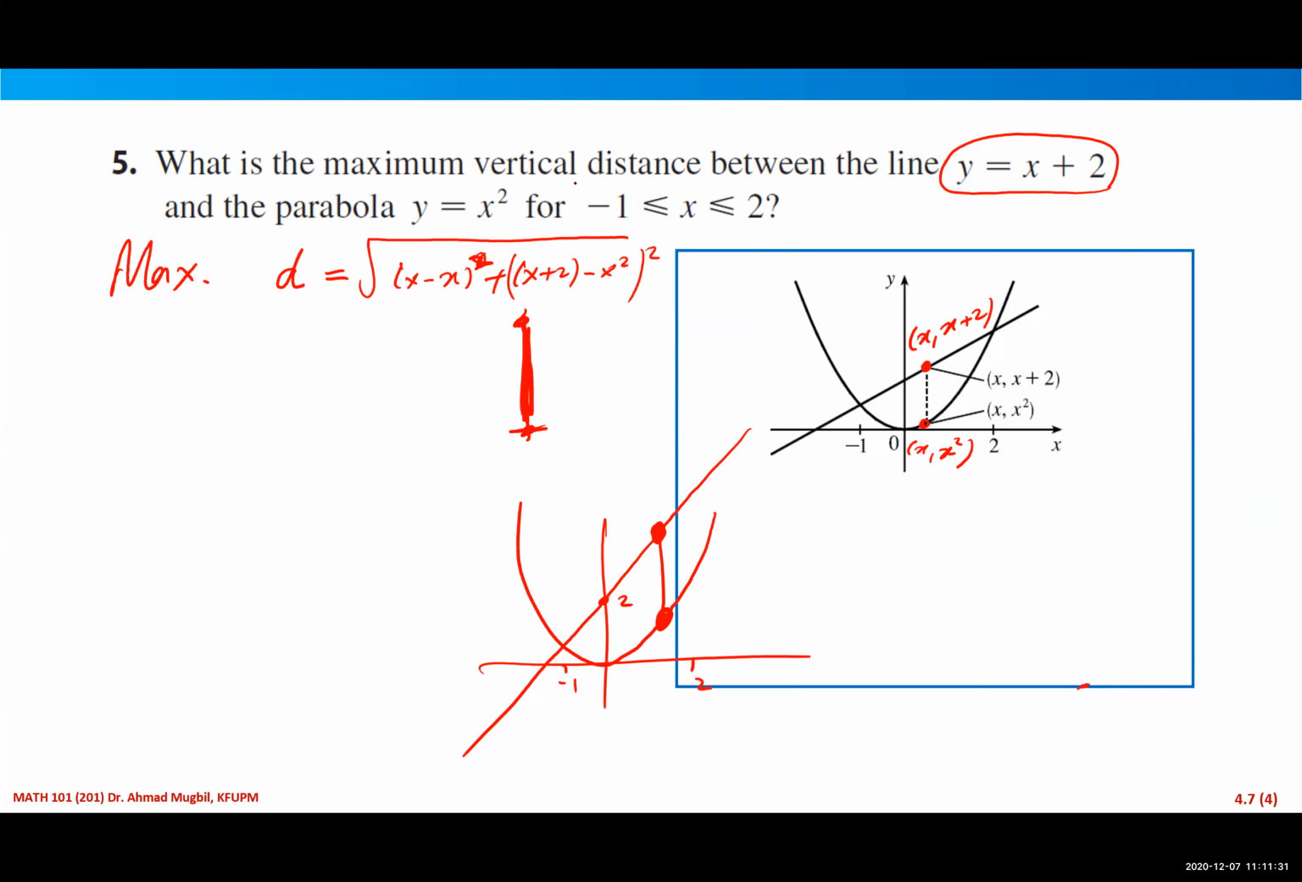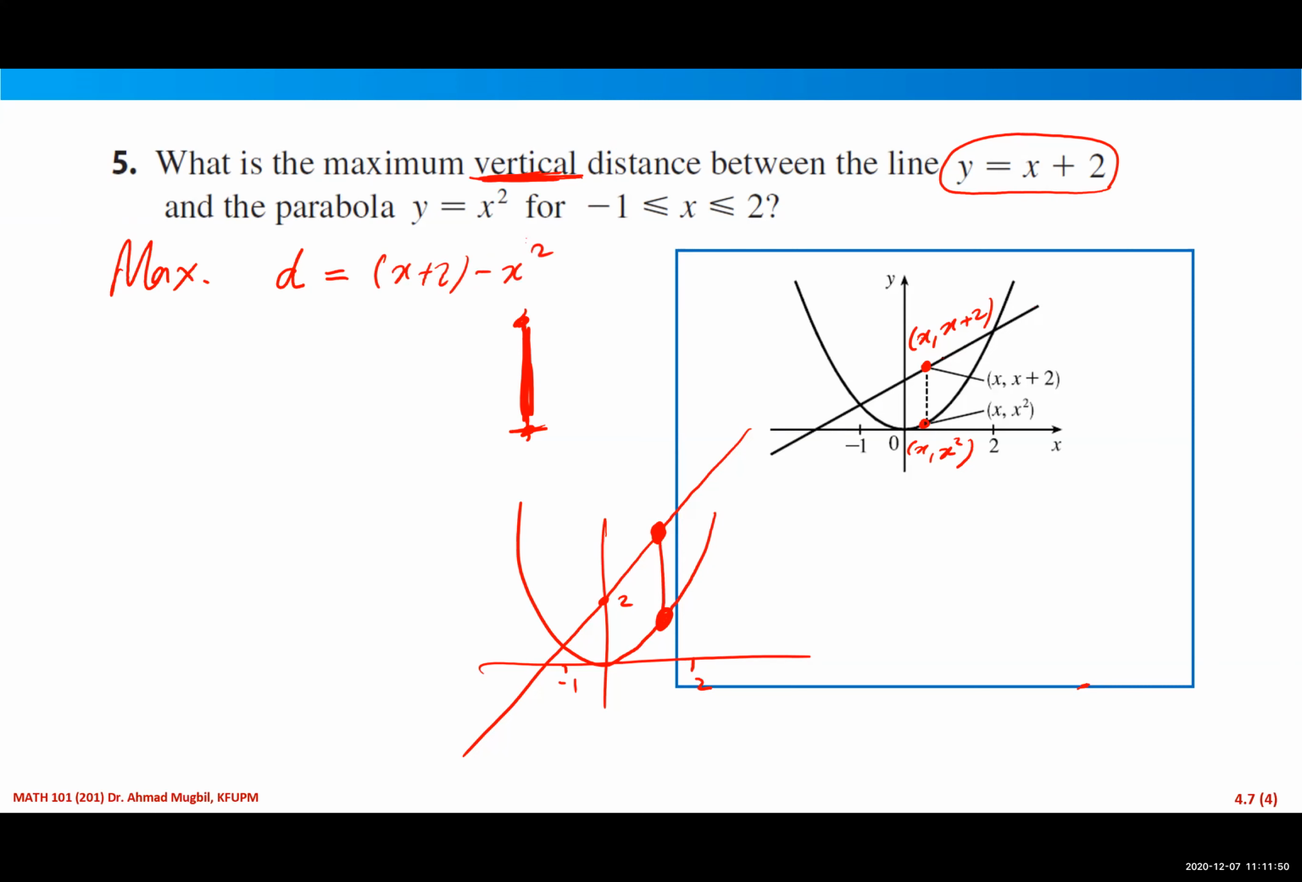But if you notice that he is talking about a vertical distance, so there is no horizontal distance. This will be 0, and this square root will be gone with this squared. So this will be gone. And what we have at the end? The distance function, it will be x plus 2 minus x squared, absolute value.